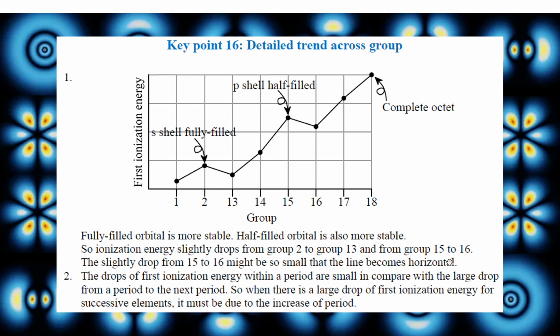Sometimes it's horizontal. The drop of the first ionization energy within each period is small. You will see it later. Actually, the big jump is down the group. It is shown in the data booklet, so if you don't remember it, just look at the data booklet.